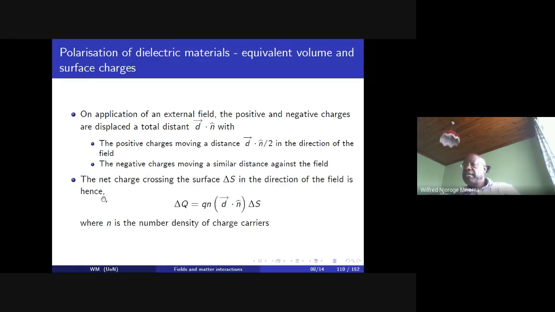Therefore, the net charge crossing the surface delta S in the direction of the field is given by the net movement of the positive charges minus the negative ones. We get something like Q N multiplied by d dot n and multiplied by delta S, where delta S is the element of surface we are considering. N, that is the N without the cap, is not the unit vector, it is a magnitude. All we are saying is that it is the number density of the charge carriers.